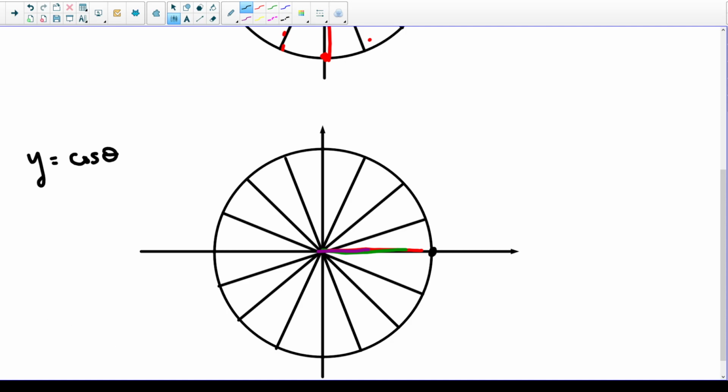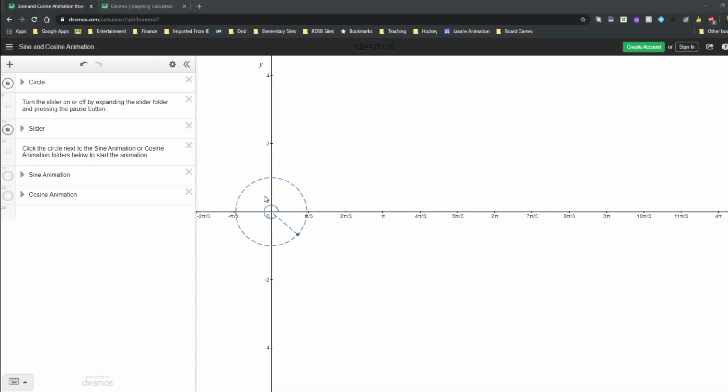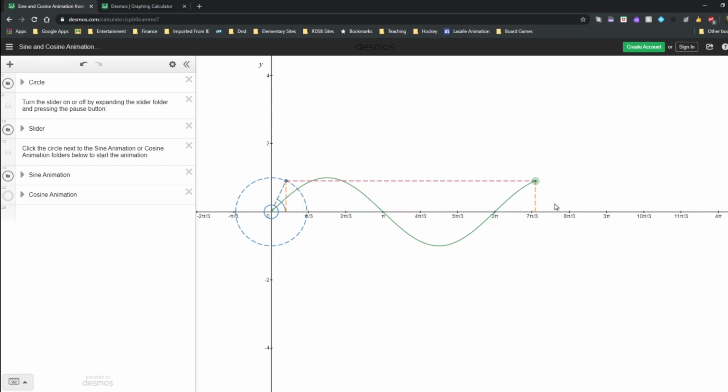Now let's see if I can get this to work here. I want you to look at this demonstration. I'm going to have to wait for it to come back around, but I'm going to turn the sine animation on as soon as it reaches here, and I want you to see how the orange length, which is the height of the triangles in the circle, is being mimicked by this orange length drawing the graph over here.